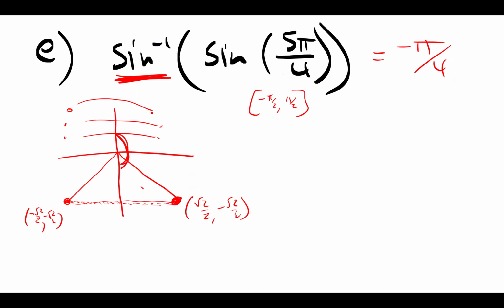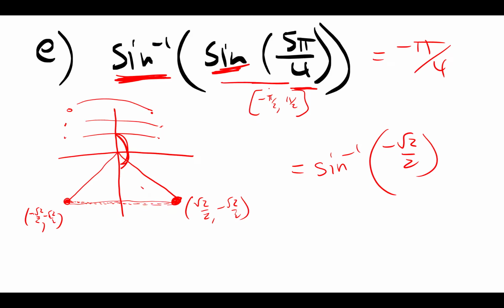Sure. So let's do it the long way now. Tell me, what is the sine value of 5 pi over 4? Negative root 2 over 2. Okay, so notice what I did is by pre-algebra, I have simplified sine of 5 pi over 4. It is negative root 2 over 2. Now the question is, what's the sine inverse of negative root 2 over 2?